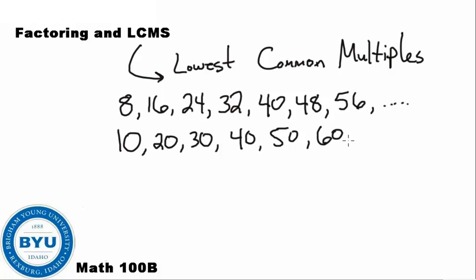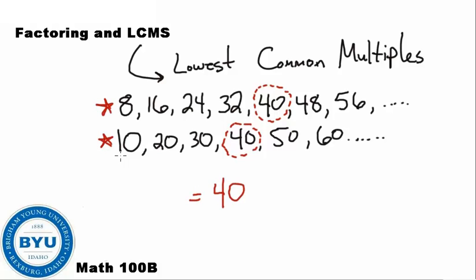And what you want to do is look at these columns and say, okay, what number do they have in common? What's the lowest common multiple? And you'll see a value right here, 40, appears in both of these columns. And so it's the number 40 that both 8 and 10 can go into, and that represents the lowest common multiple.